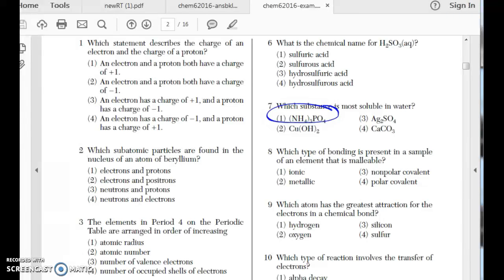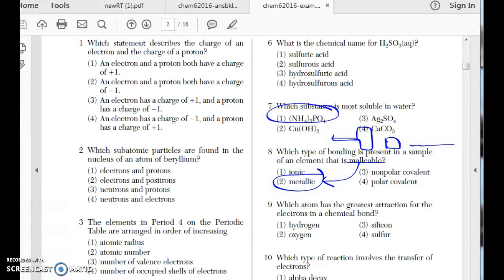Number 8, which type of bonding is present in a sample of an element that's malleable? Remember, my friends, malleable, I can take a hammer and whack, whack, whack. I can turn a piece of metal into a thin sheet. Metals are malleable, and metals are metallically bonded.